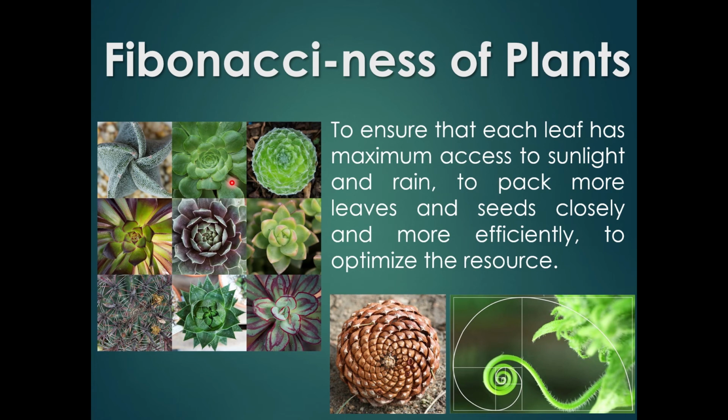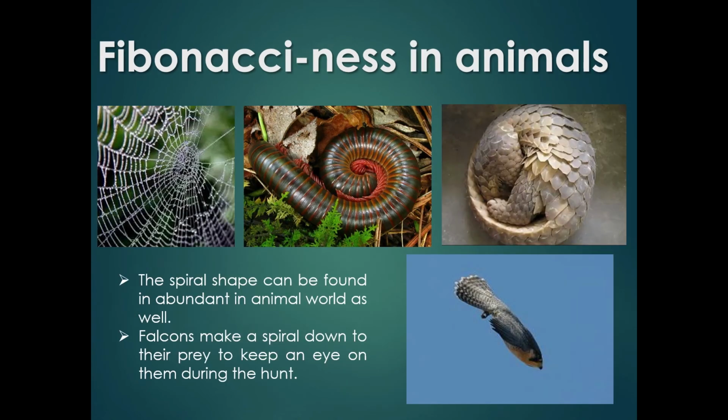So these are some of the Fibonacci type patterns found in plants, and you may think whether this pattern also can be noticed in the animal world. Yes, it is. You can see this is a spider nest. Pangolins, there are many such things which show this Fibonacci spiral type pattern in their body.